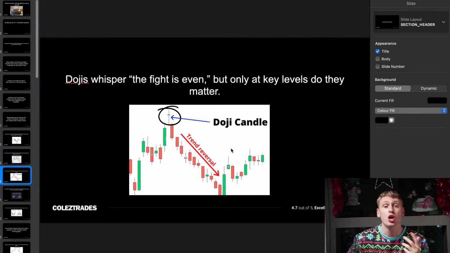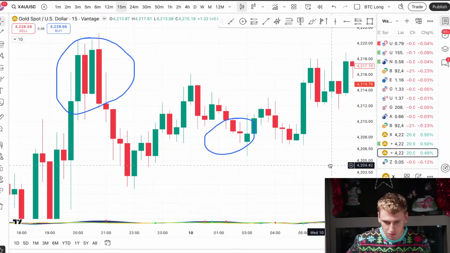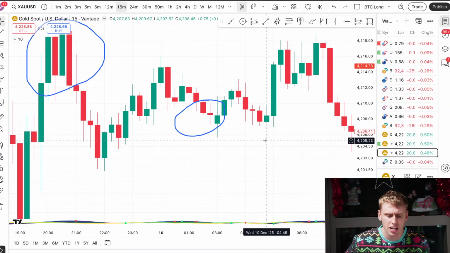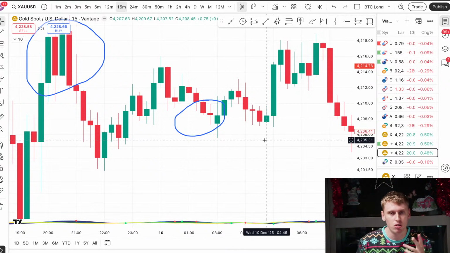Okay, so dojis. They whisper the fight is even, but only at key levels do they really matter. Dojis come up a lot in the markets, and they basically show indecision. They don't show, okay, sellers are in control here. They don't show buyers are in control. They just show a neutral playing ground.